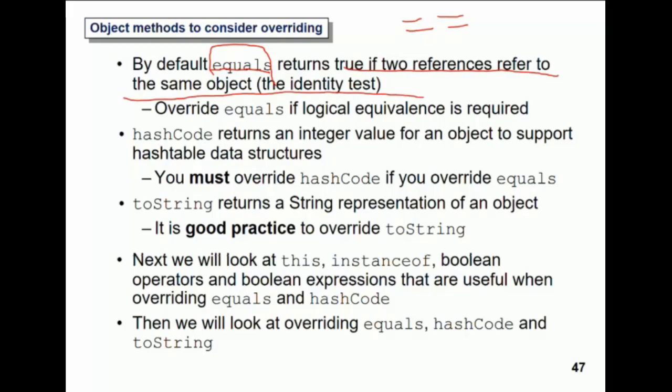It doesn't do an equality test. If you have some other notion of equality for your objects, then you need to define what that equality is for you. So you need to override equals if logical equivalence is required.